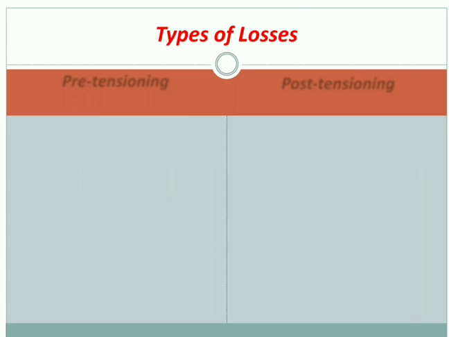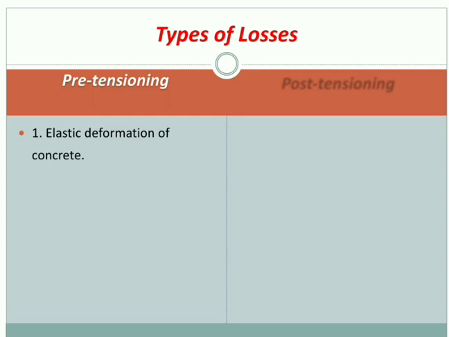This is a 5-mark question which is generally asked in the exam: which are the different types of losses in pre-tensioning and post-tensioning members? Explain. So if it is with the formulas and explanation, it will be up to 8 to 10 marks. If it is just listing, it will be for 4 to 5 marks.